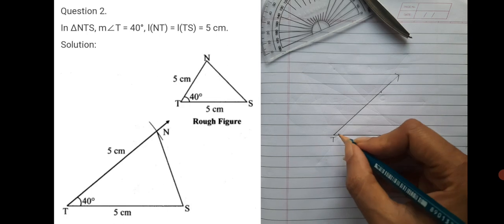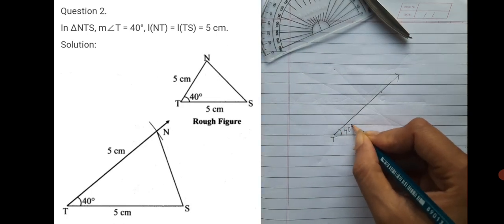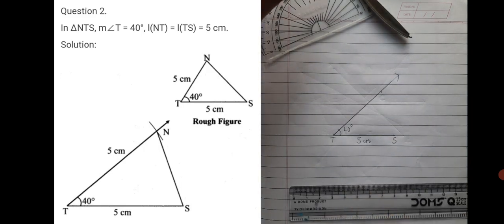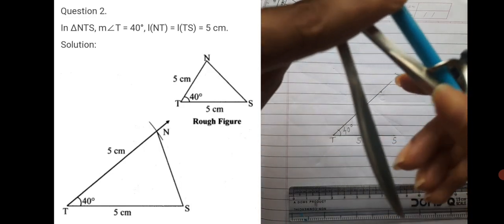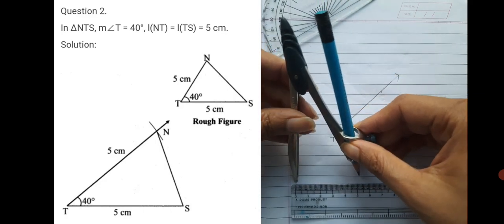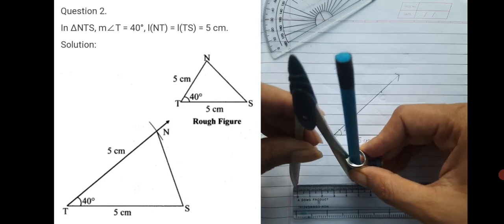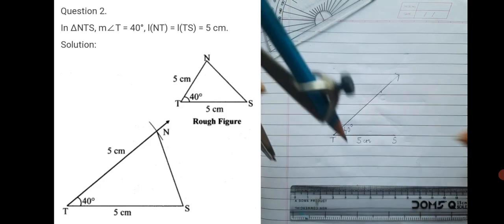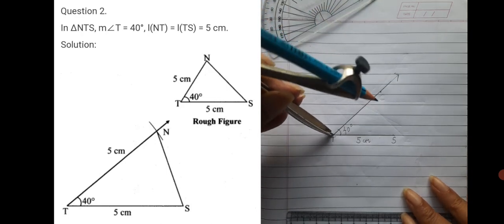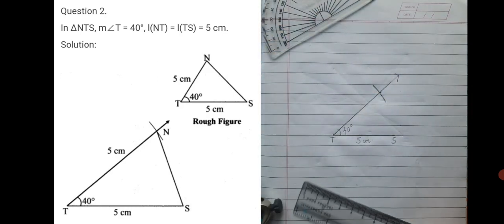Now we will take the compass and take a measurement of 5 centimeter. So this is the 40 degree angle which we have got. Using the compass, take the scale and measure a distance of 5 centimeter. Now keep the point head of the compass at point T and with the pencil you will get an arc.